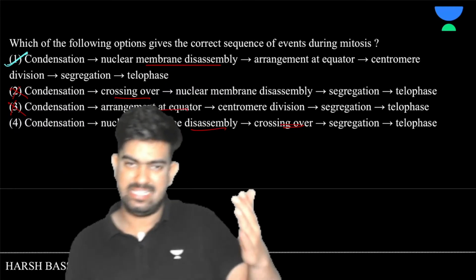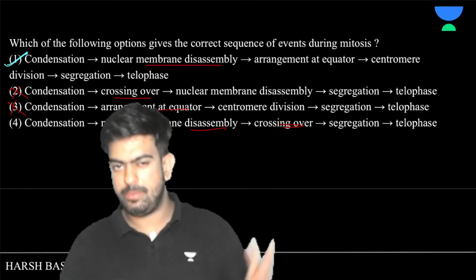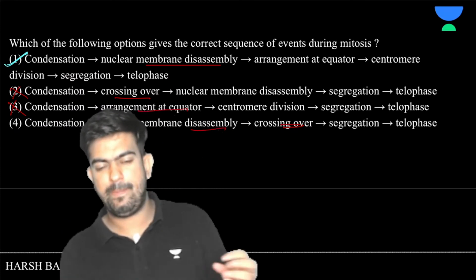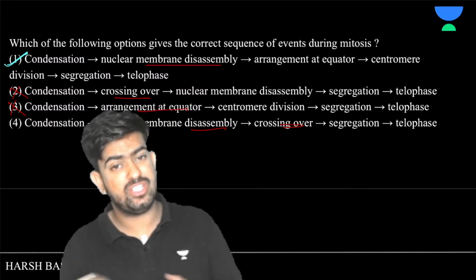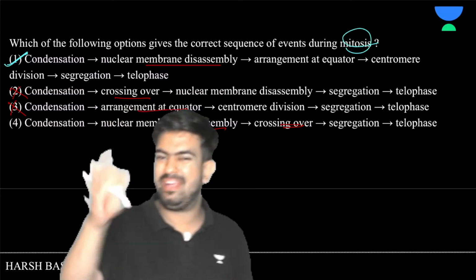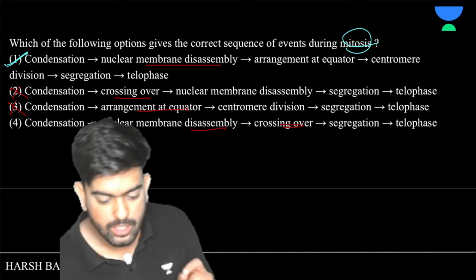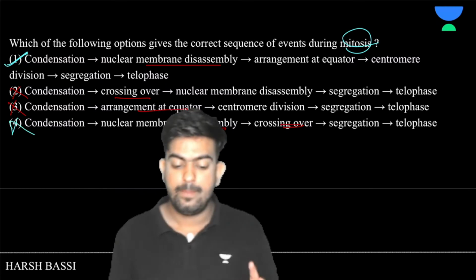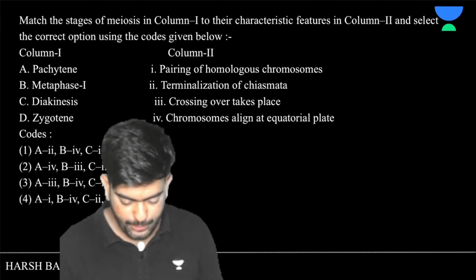Clear? Condensation will take place, then the nuclear membrane is going to disappear, the cell organelles are going to disappear, then metaphase will come, and after metaphase, centromere division, then segregation will take place, and they were talking about mitosis. So in mitosis, crossing over will not take place. So this is the wrong option. 2, 3 and 4 were wrong, but the correct option here is option number 1. Yes or no? Yes, sir.